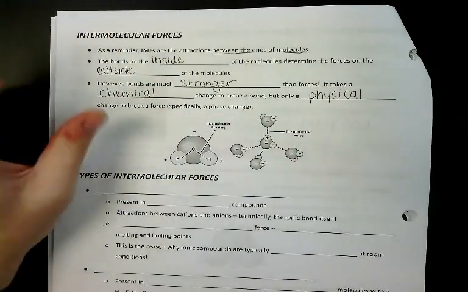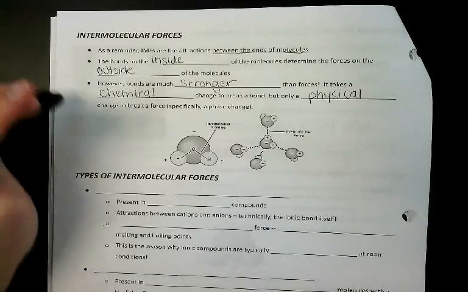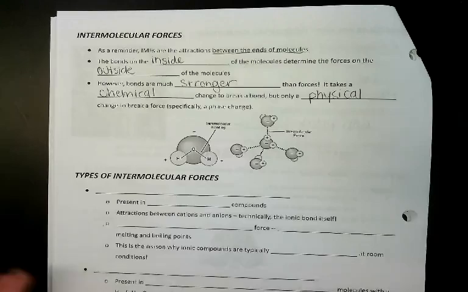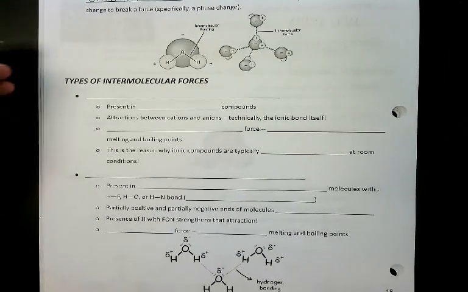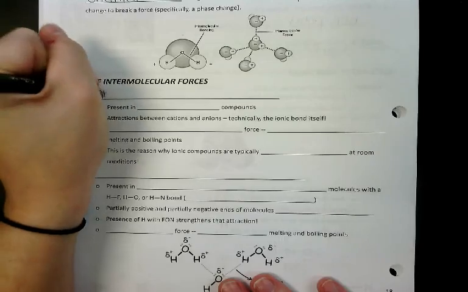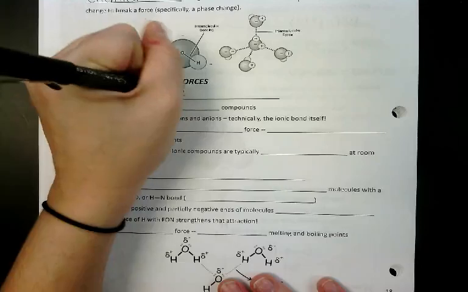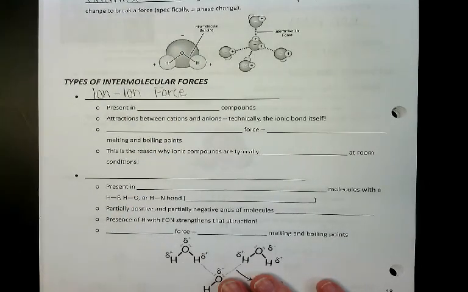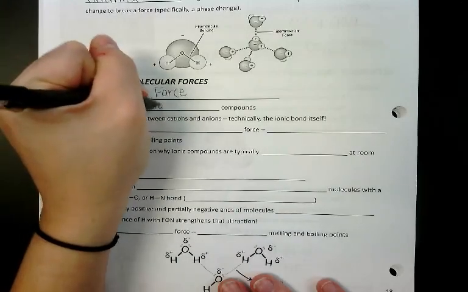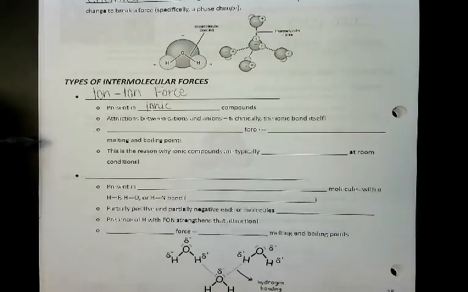So let's look at the types of intermolecular forces, these forces that hold molecules together. Now the first one is technically not an intermolecular force, it's technically a bond, but it's called an ion-ion force. Okay, this is what holds ionic bonds together. This is present in ionic compounds, okay? It's the attractions between cations and anions. So technically an ion-ion force is the bond itself.